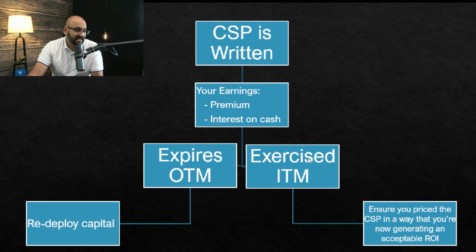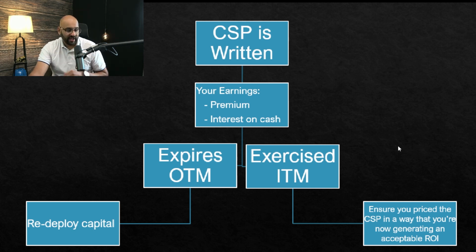Well, what happens if it's exercised in the money? You have to have ensured that you priced the CSP in a way that you're now generating an acceptable return on investment. And essentially what that means is that when you wrote the CSP, and I will show this to you in the next slide, you created a net purchase price. Say you wrote the CSP at an exercise price of $25 and the premium was $6. Well, 25 minus the 6 means that you put in a net cash outlay of $19. That's the 25 minus the 6, so $19.